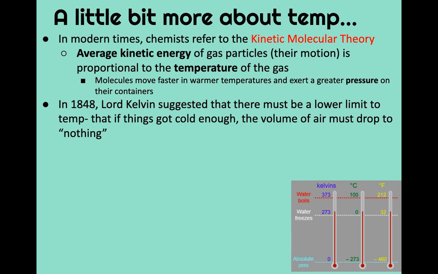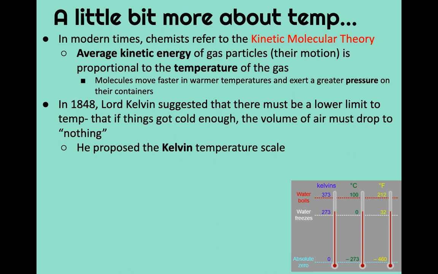In 1848, now I'm going back in time, there was a fabulous British gentleman named Lord Kelvin who suggested that if we use graduations, and if you follow backwards this pressure and temperature idea and the motion of the molecules idea, there must be a lower limit to temperature. There must be a point where temperature can't get any colder. And he said that if things got cold enough, the volume of air must drop to nothing. And we've been trying to prove that ever since.